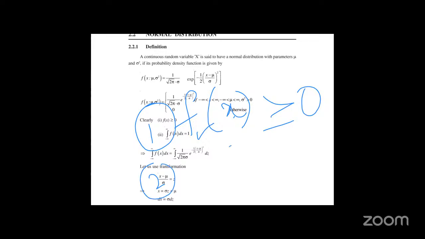And the second condition is that the integration from minus infinity to infinity of f of x into dx, if we integrate f of x, we should get equal to unity, it means 1. So these are the two conditions we need to memorize.